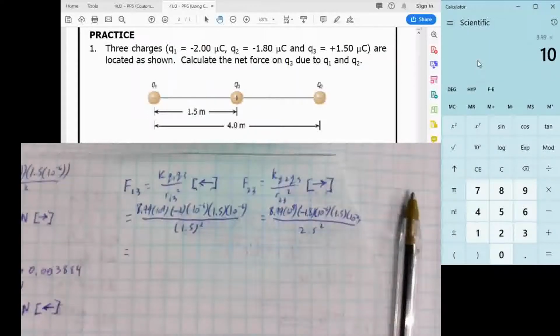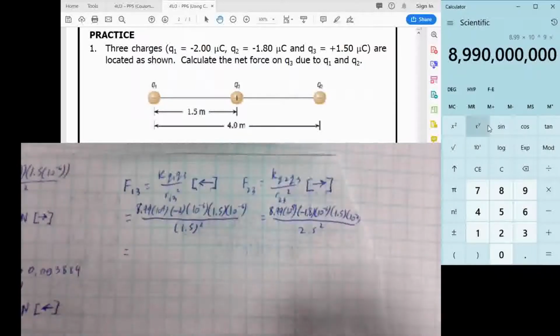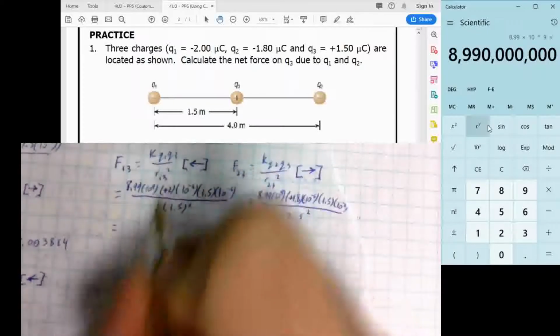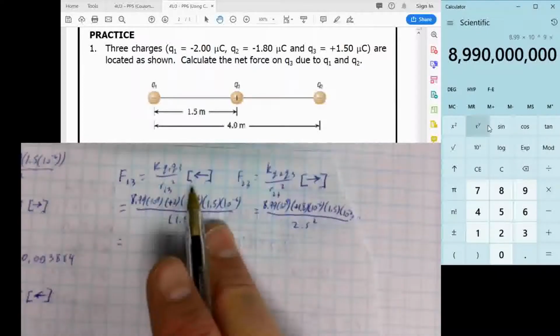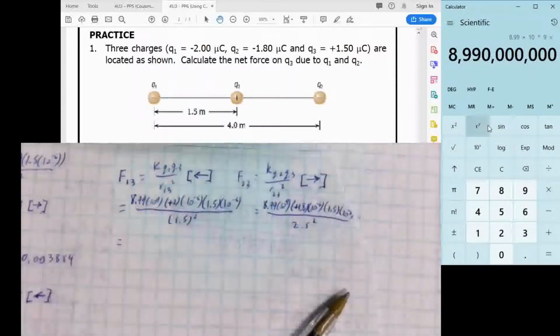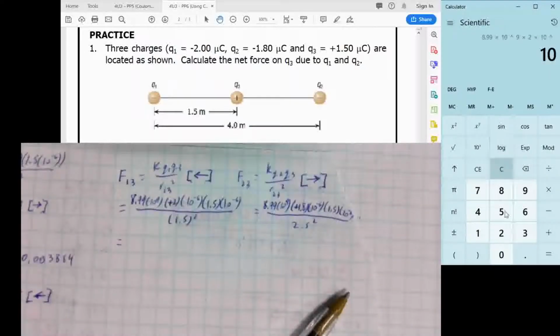8.99 times 10 to the power of 9 multiplied by, I put in -2, I'm sorry. Even I get tempted here and I'll put in these negatives, but make these both positive because we've already determined the direction, so we can just use magnitudes. So multiply this by 2 times 10 to the power of negative 6, multiply by 1.5 times 10 to the power of negative 6, and then divide by 1.5 squared.